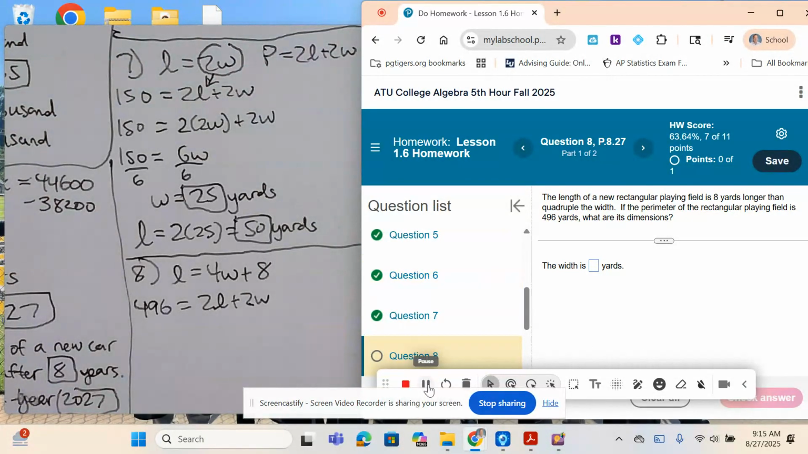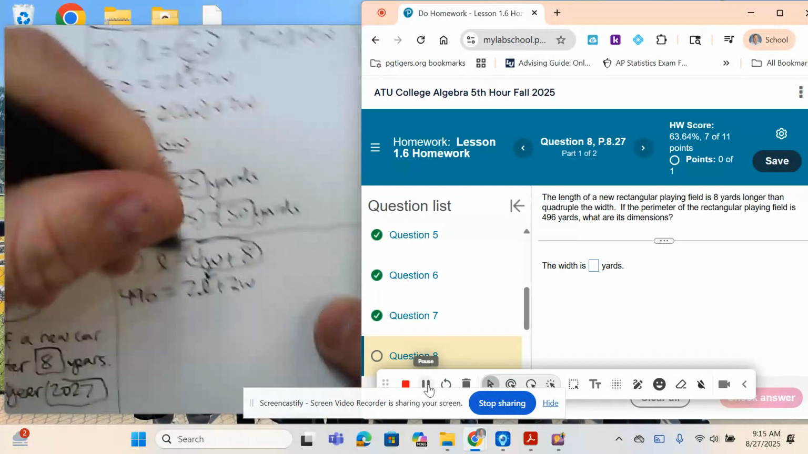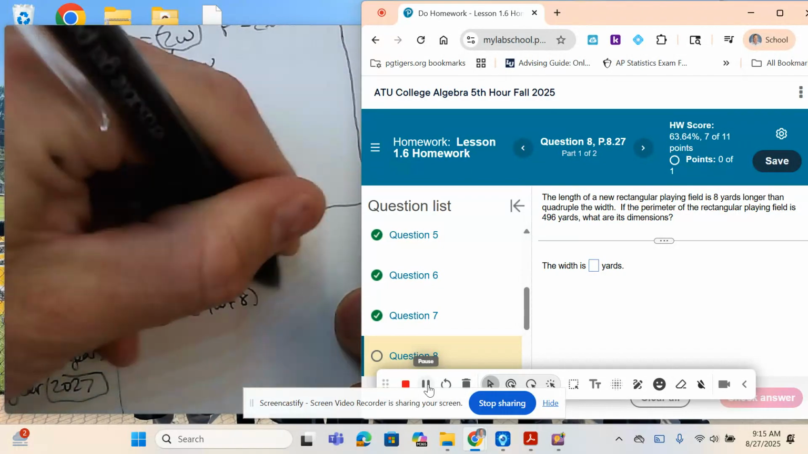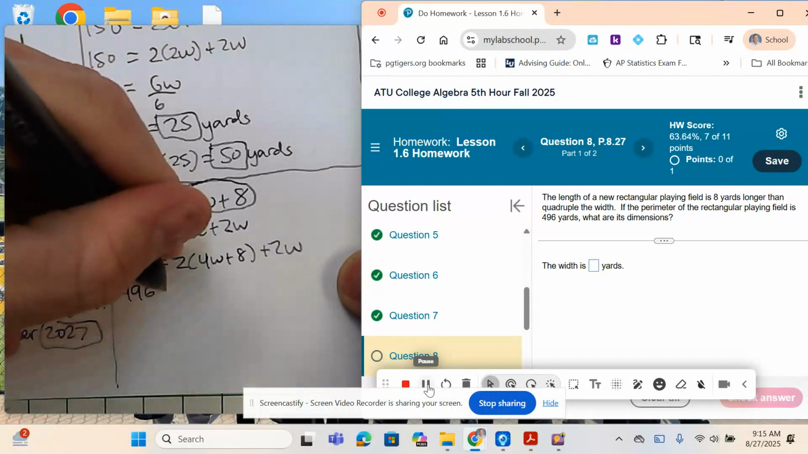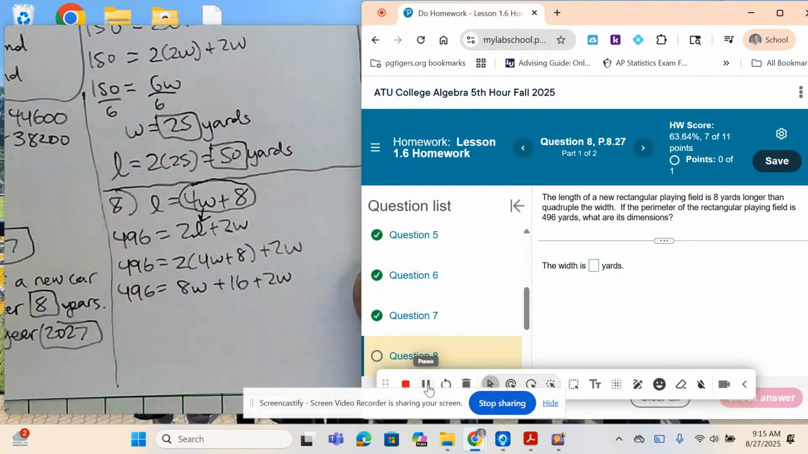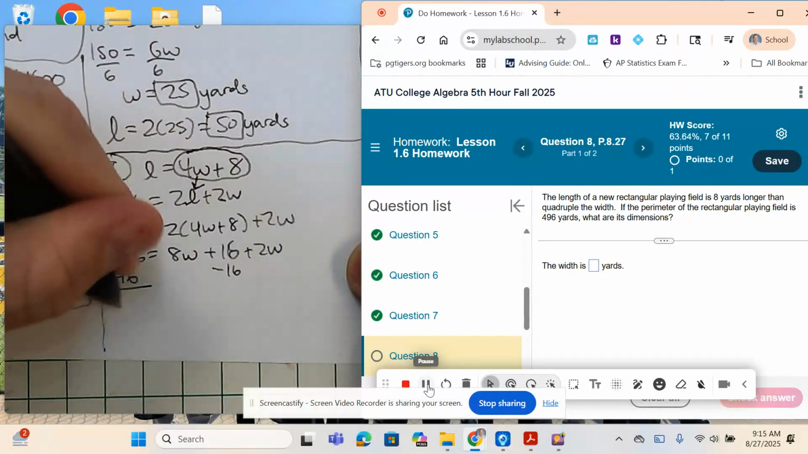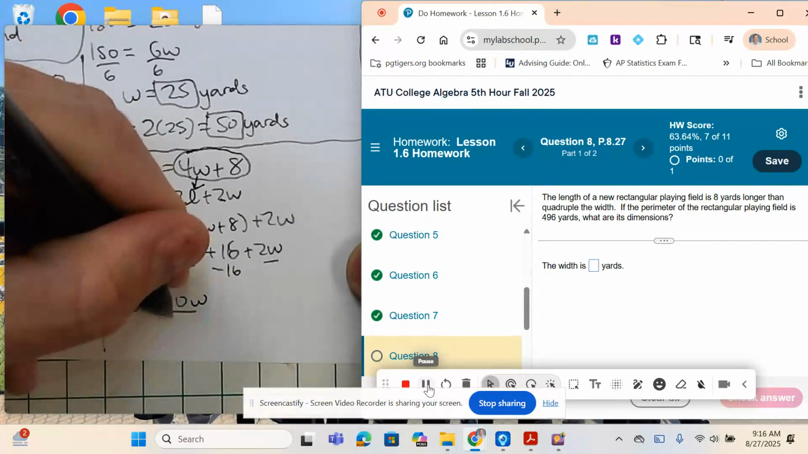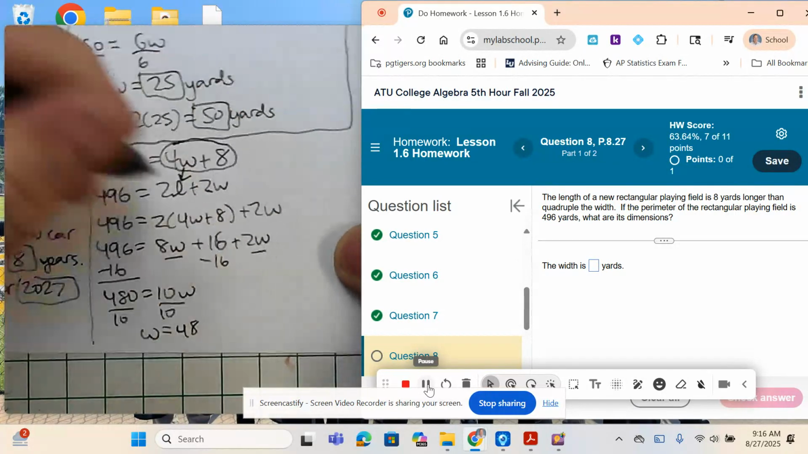Okay. So now I've got to find the dimensions. So I'm going to plug this in for L here. So 496 equals 2 times 4W plus 8, plus 2W. So 8W plus 16 plus 2W. I can subtract 16. I can combine these. So it'd be 10W, divided by 10, divided by 10. That'd be 48. 48 yards.